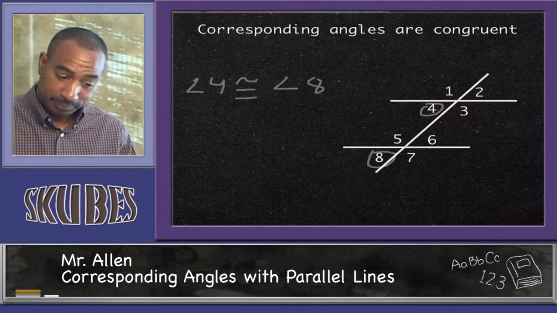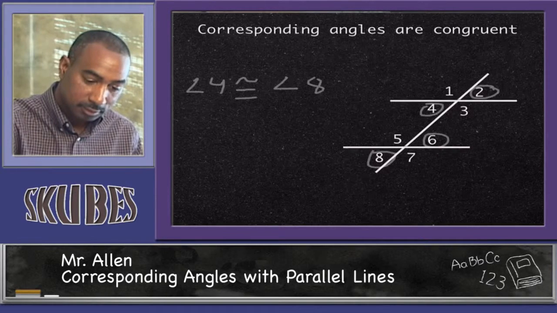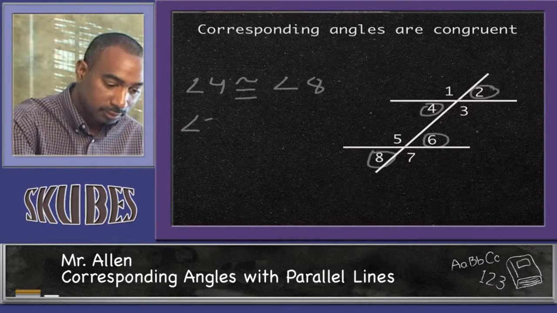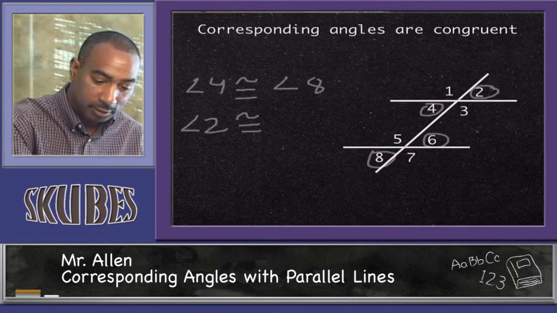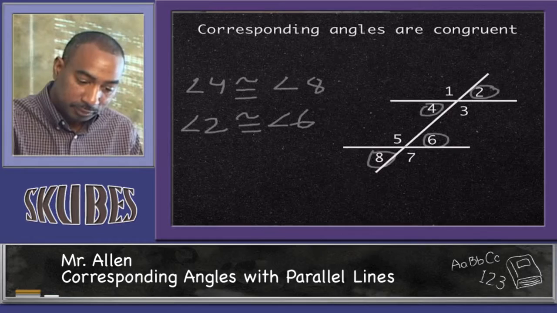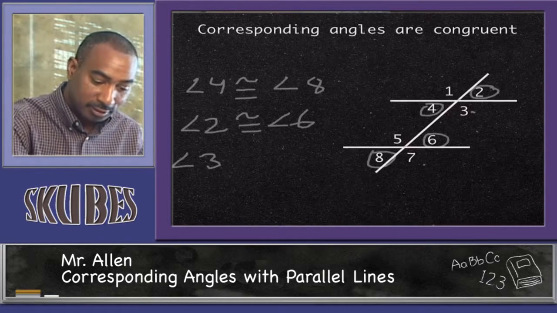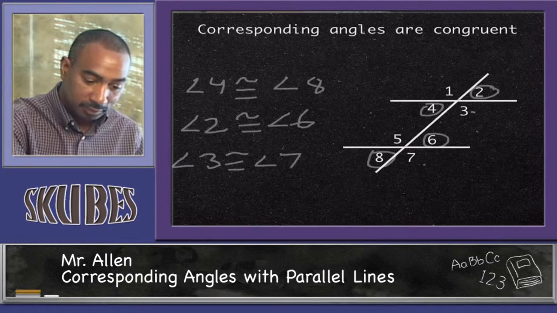And so on. I have angle 2 corresponds to angle 6. So angle 2 is congruent to angle 6. But also angle 3 corresponds to angle 7. So angle 3 is congruent to angle 7.